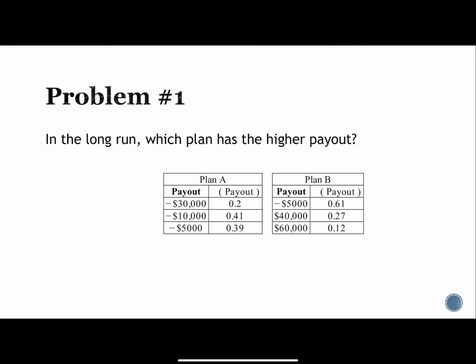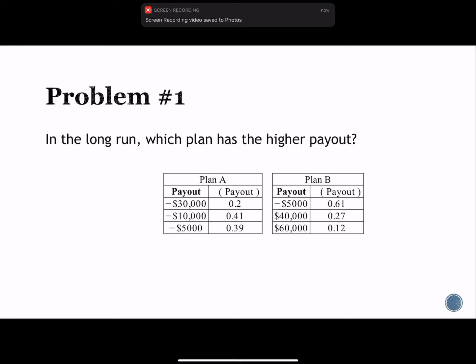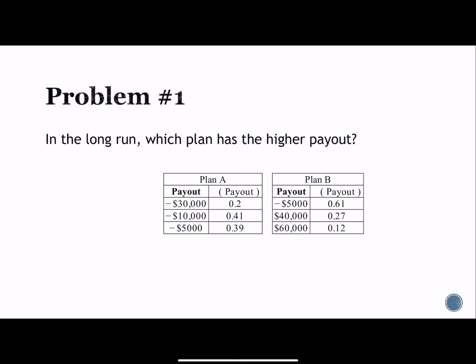So problem number 1 says, in the long run, which plan has the higher payout? So in this case, the keywords here are long run. And so that means we are actually doing a comparison. So this means we are computing an expected value. So this would be a section 5.1 problem. So you're using that expected value. So again, the keyword here is the long run.